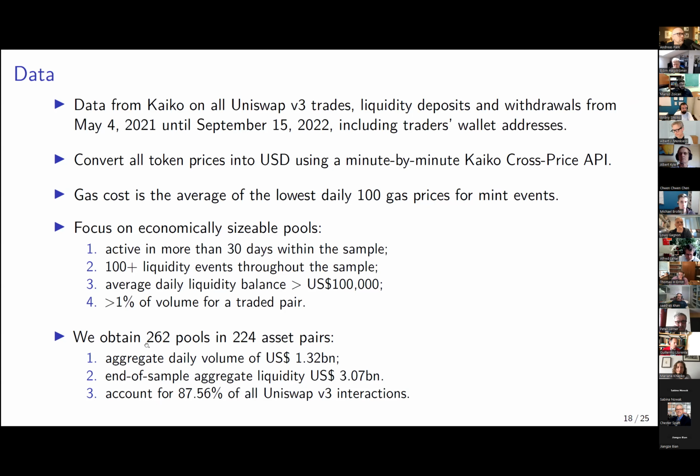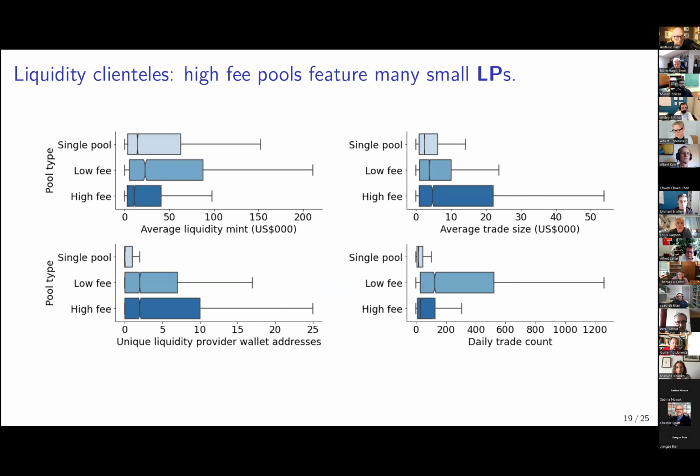So we end up with 262 pools in 224 asset pairs that account for almost 90% of all the interaction on Uniswap v3. They will have an aggregate daily volume of $1.32 billion. And at the end of the sample, the aggregate liquidity in all of these pools is over $3 billion. So that's a pretty large amount.